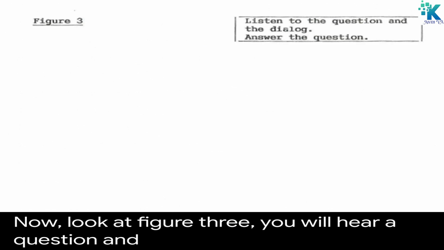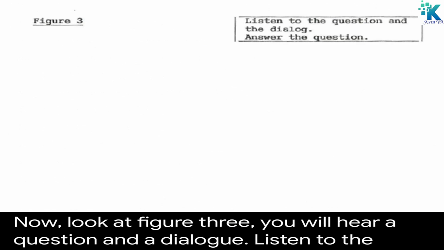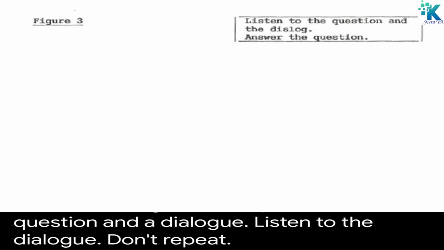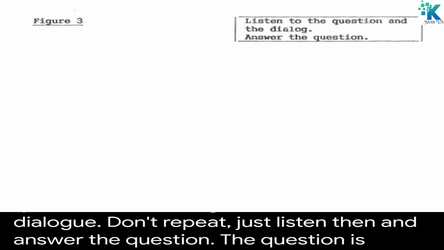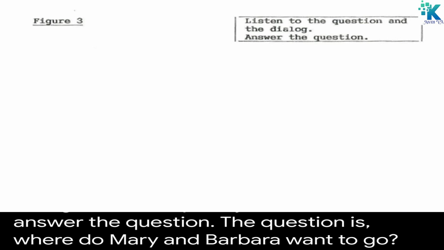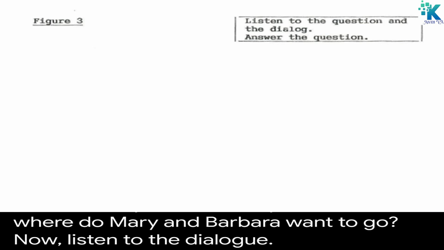Now look at Figure 3. You will hear a question and a dialogue. Listen to the dialogue. Don't repeat, just listen. Then answer the question. The question is, where do Mary and Barbara want to go? Now listen to the dialogue.